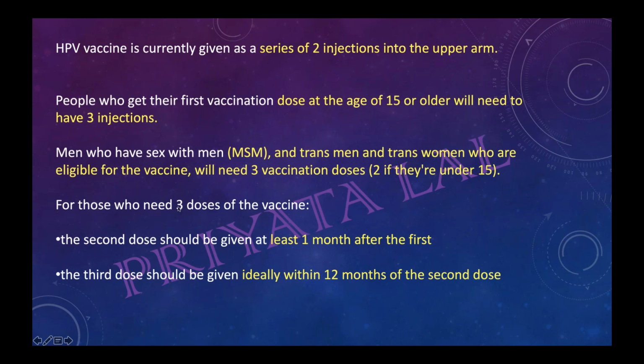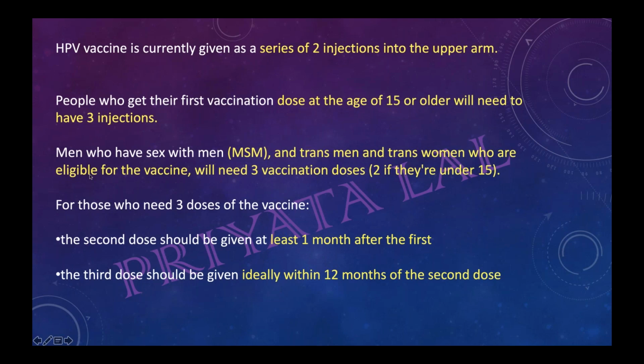So if the child is more than 15 years, you have to give 3 doses. The second dose will be 1 month after the first dose. The third dose ideally within 12 months. And I don't know what within 12 means exactly. It is the same as what they have written on the NHS website. Okay, so just remember, you have to know this only.